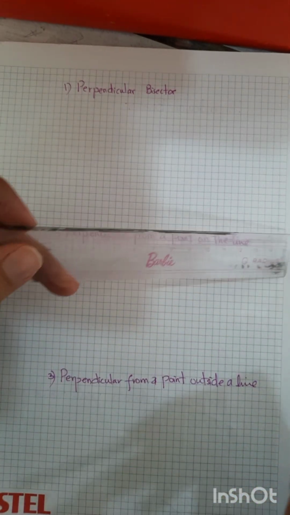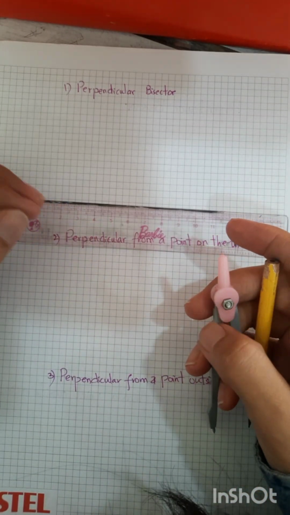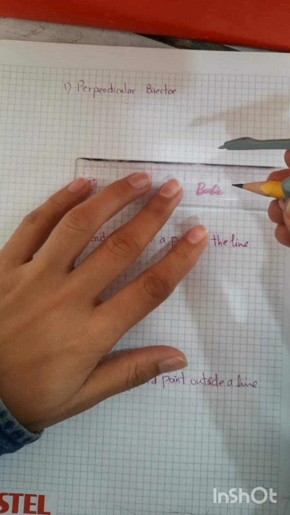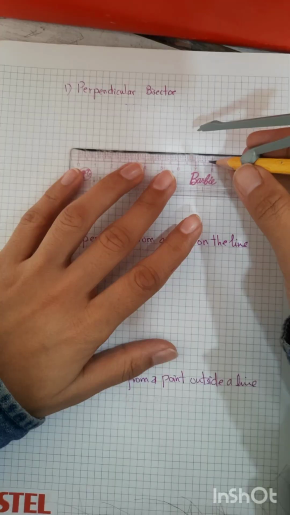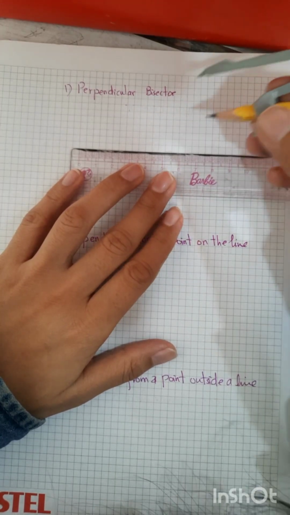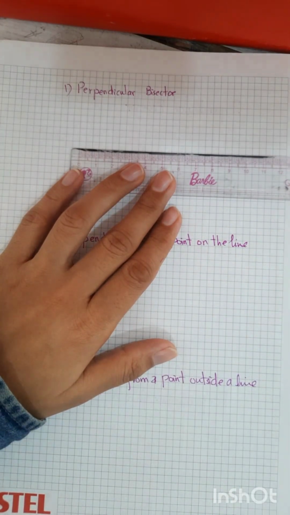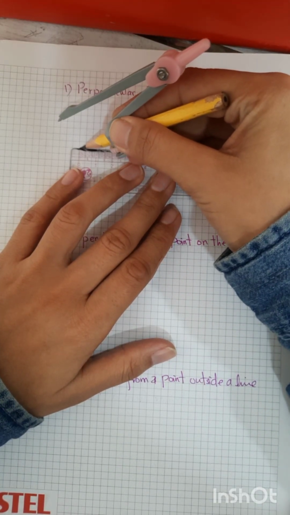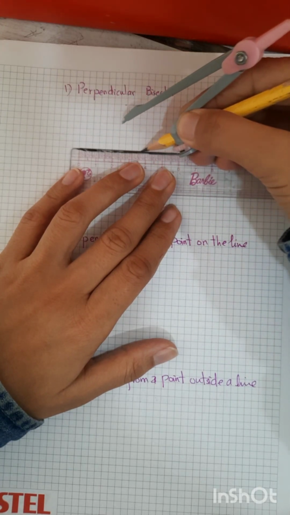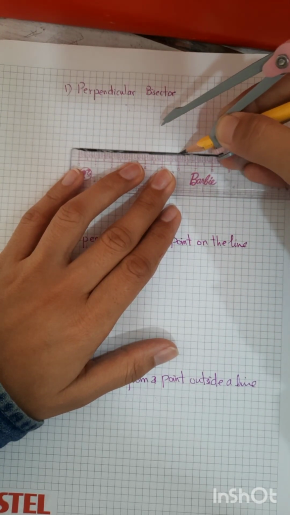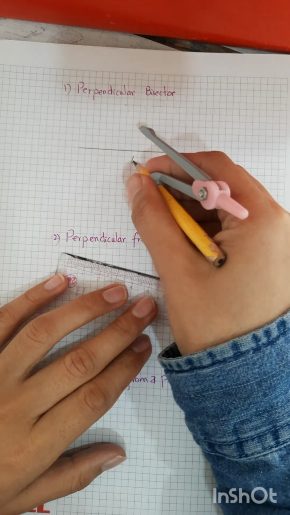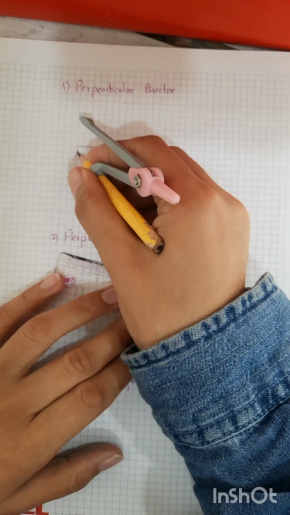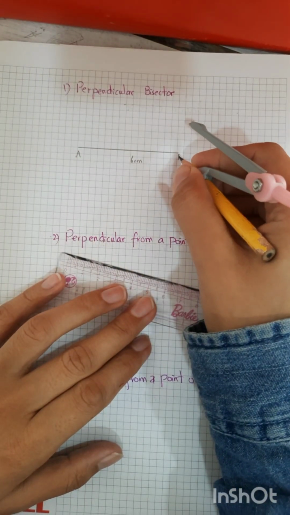So let's begin. You can bisect any line of any measurement. Here I am taking the line measurement as 6. It's up to you, whatever line you take or whatever the question is asking you. So in my case, I am taking 6. So this is a 6 centimeter line, right? I will write 6 centimeter here, and it's always a good habit to write the name of the line segment. This is A, this is B.